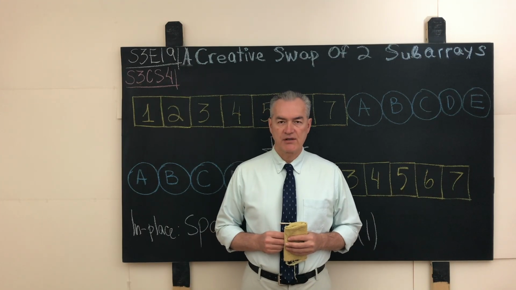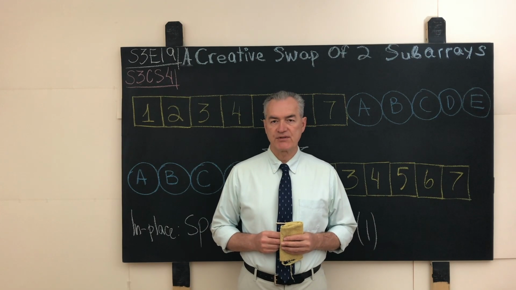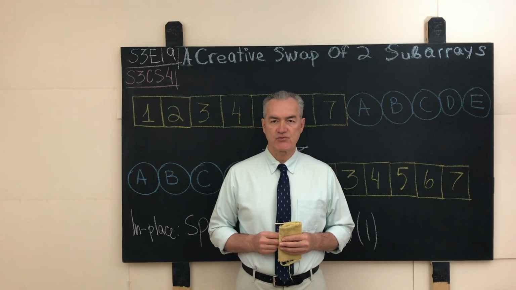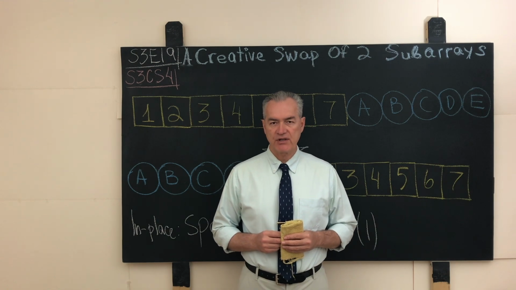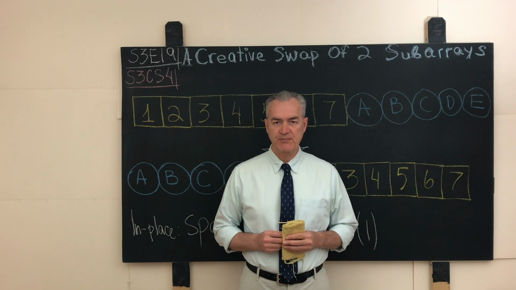Welcome to the Problems channel, season 3, episode 19, the episode which I titled A Creative Swap of Two Subarrays, because in this episode we will find a creative way to swap two subarrays whose size is fixed and given ahead of time, honoring the big O of one space complexity.